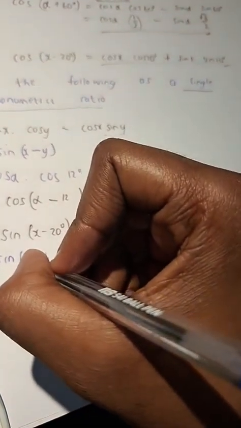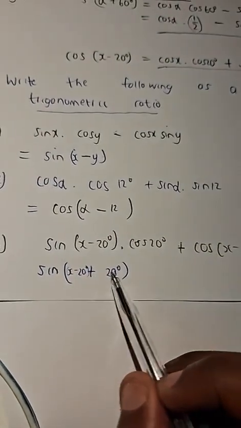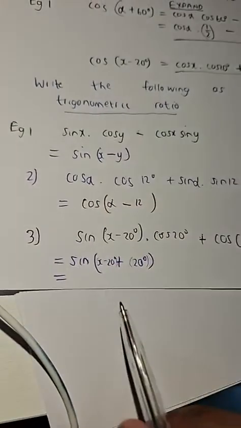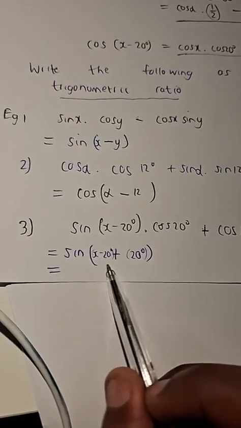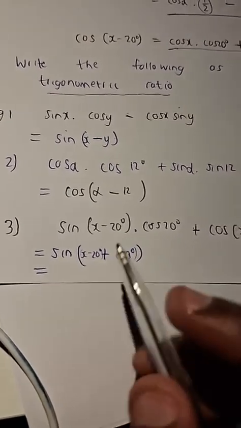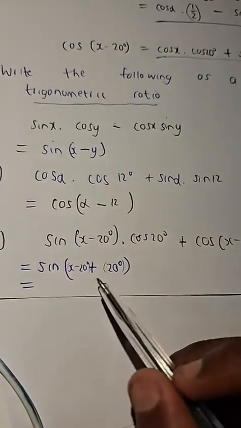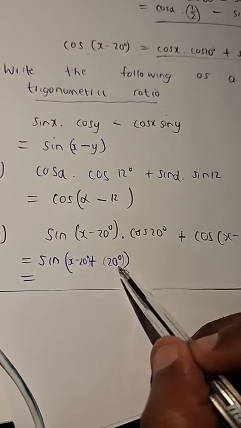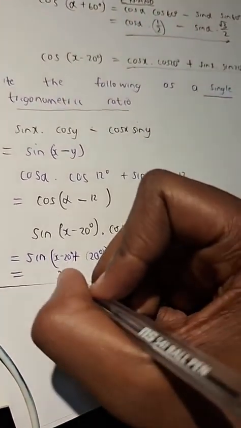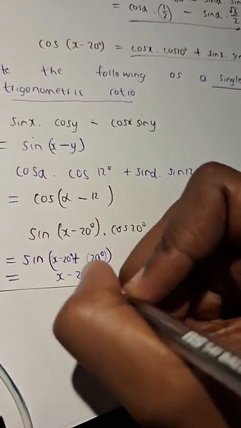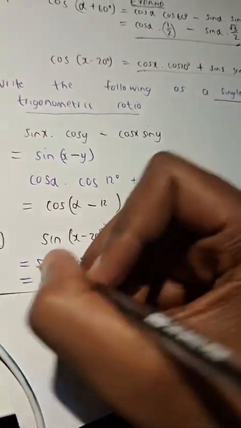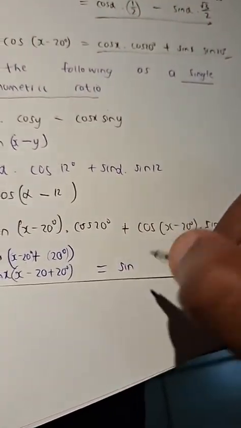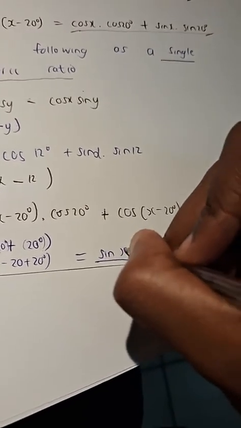We put that in smaller brackets, plus the 20 degrees. Then we look at the inside and check whether there are like terms. We remove this bracket, which becomes x minus 20, and then we take the plus 20, which becomes positive 20. So the like terms we have here are x minus 20 plus 20. Minus 20 plus 20 gives us 0, so our final answer is sine of x.